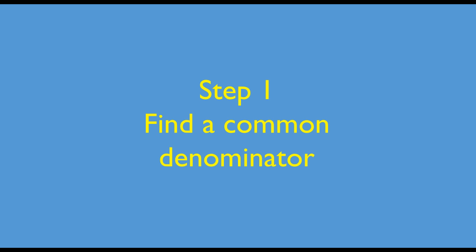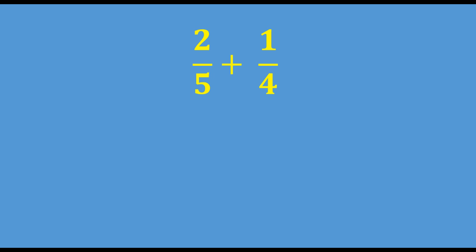Can't do that. So a common denominator is a number that 5 and 4 both go into, i.e. a number that 5 and 4 are both factors of. If you're struggling with this, work through your 5 times table, work through your 4 times table, and the first number that you come to will be that common denominator. Okay, we can say 20 is a common multiple of 5 and 4 because 20 is in both the 5 and the 4 times table.